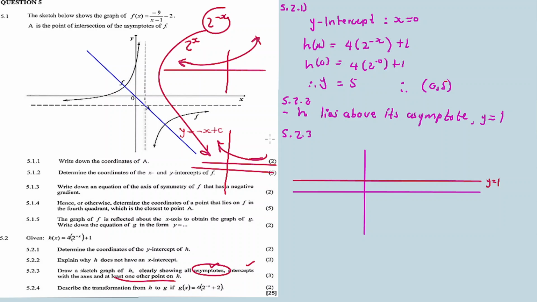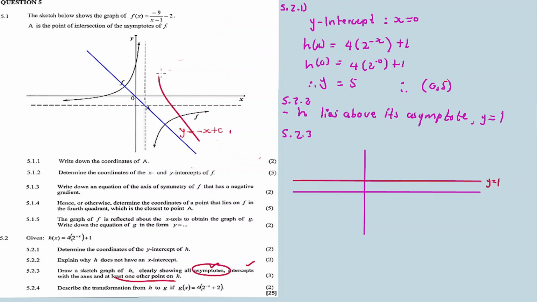Okay, but anyway, so the function here too, because of the negative x, there was a reflection about the y-axis. So the function will look like this, and it never touches the asymptote. It never touches the asymptote. So the y-intercept here is (0; 5), and then we need at least one other point on the graph.